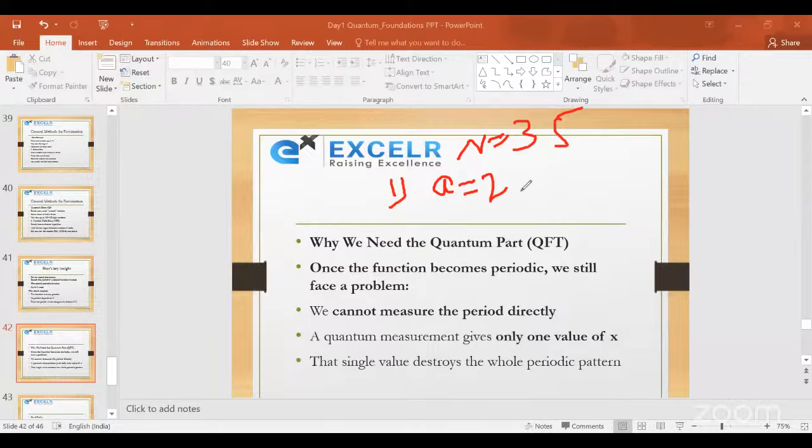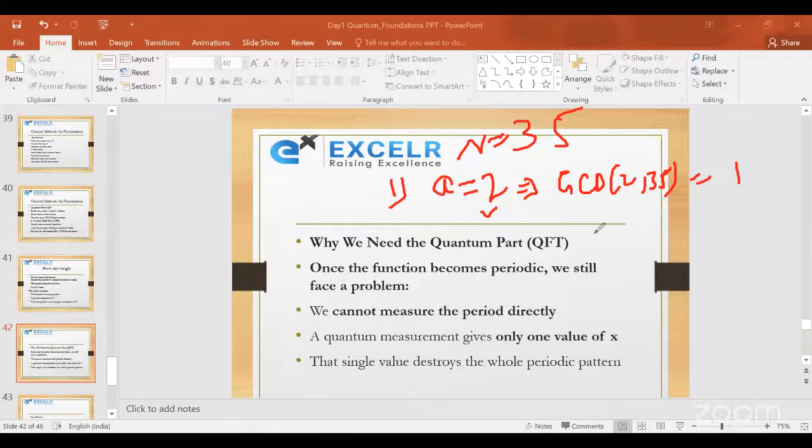Of course, it is satisfying one criterion: 2 is less than 35. Another criterion is the GCD of 2 and 35. It will only come to 1. There is no other value that divides both 2 and 35, so only 1. Yes, it is satisfying both the criteria.